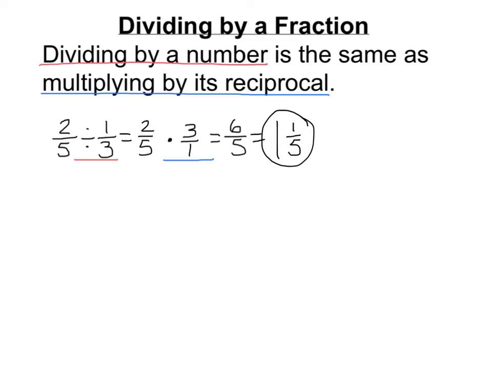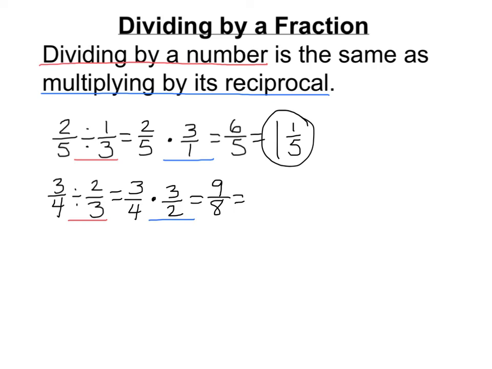Let's try another example. 3/4 divided by 2/3. Once again, we need to think about what are we dividing by. So dividing by a number. This time, we're dividing by 2/3. So that must be the same as multiplying by its reciprocal, which is 3/2. So 3/4 divided by 2/3 is the same as 3/4 times 3/2. Now we're ready to multiply. 3 times 3 is 9. 4 times 2 is 8. Simplify that. 8 goes into 9 once, with 1 left over. So 1 and 1/8.